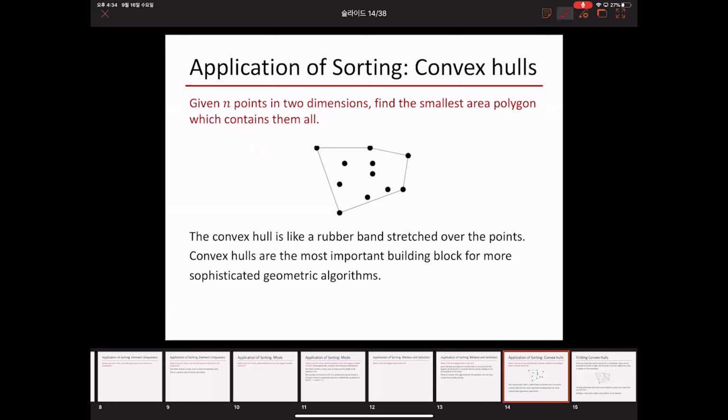Okay, so how can you find the convex hull in 2 dimensions? 2 dimensions meaning x and y. So let's think about this for 1 minute. And I'm expecting Subin and Ayong and Hanmin.